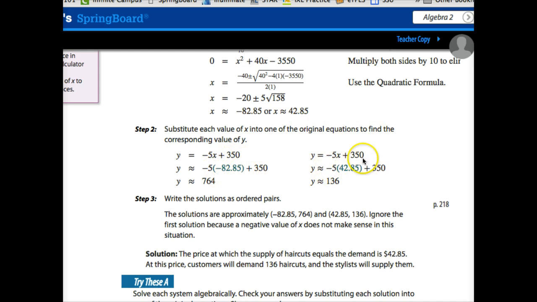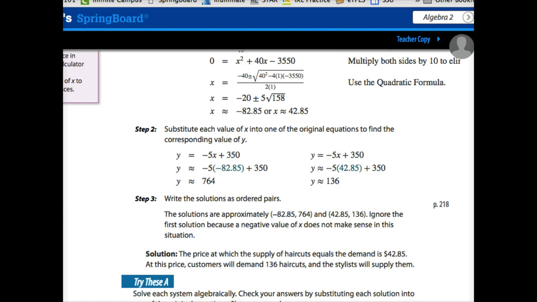They plugged each of those x values in, found the y's, and then step 3, we'll leave it like it is: write the solutions as ordered pairs. So there were the answers we got yesterday, and again, like we talked about yesterday, only one of those answers actually makes sense for the real life situation.